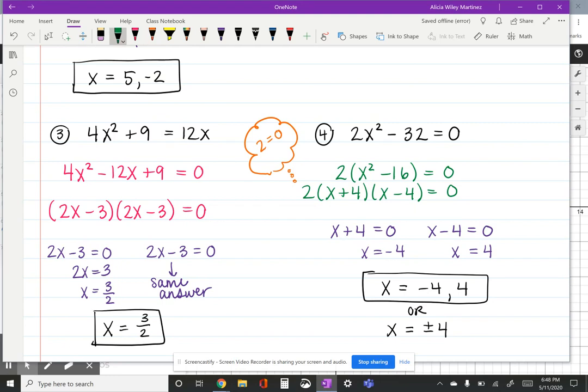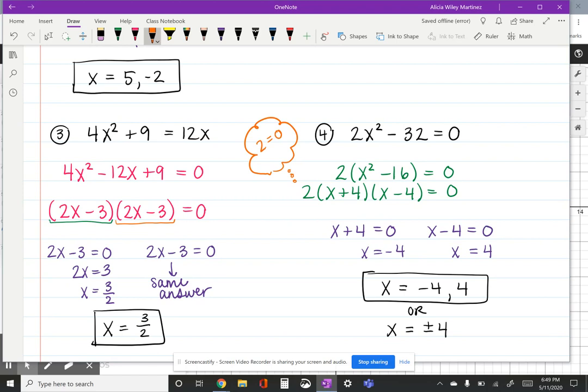Remember that you have your two factors. Here's one of the factors, and here's the other factor, and you can see here I've set both of those equal to 0. When I solve this, I get x equals 3/2. And you can just leave it in reduced fraction form. You do not need to change it to a decimal or a mixed number.